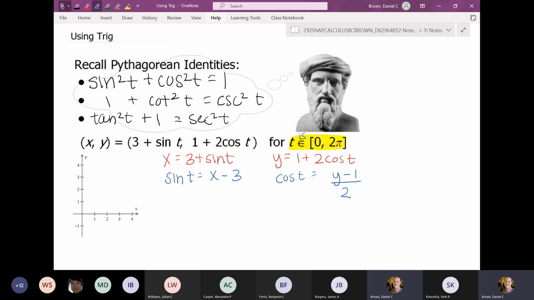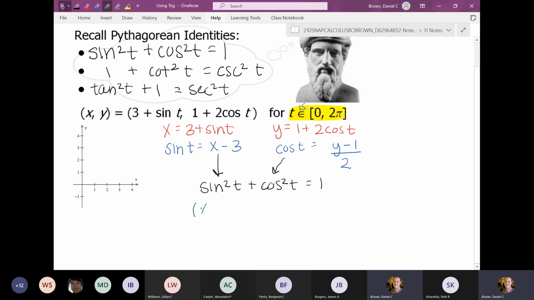How is that useful? We know this is always true: sine squared plus cosine squared is equal to 1. And we can just plug those equations in. So I'm going to have x minus 3 squared plus y minus 1 over 2, all of that squared, is equal to 1.